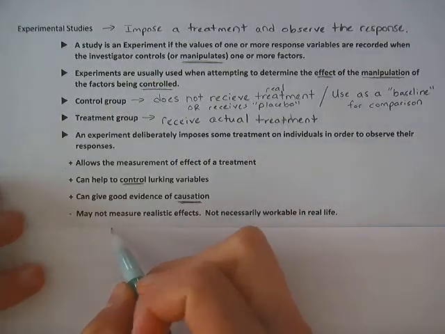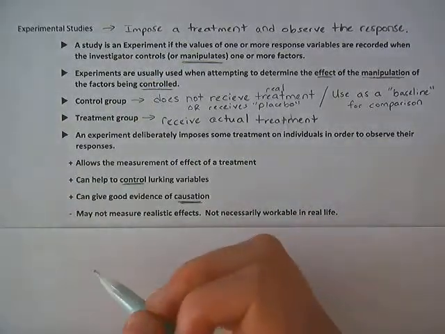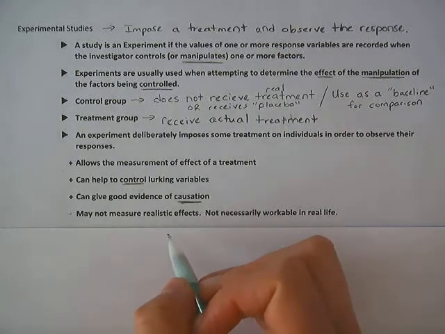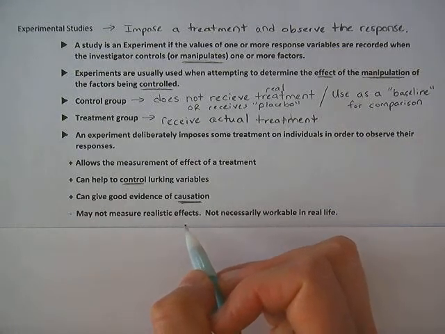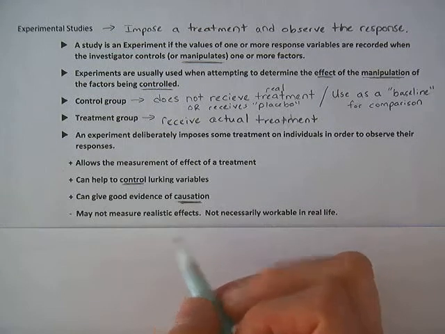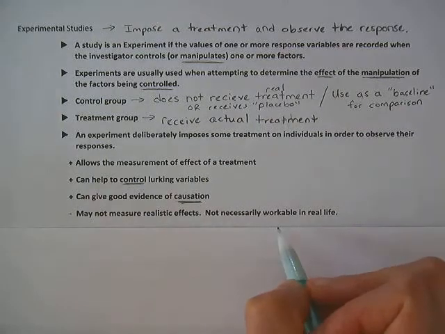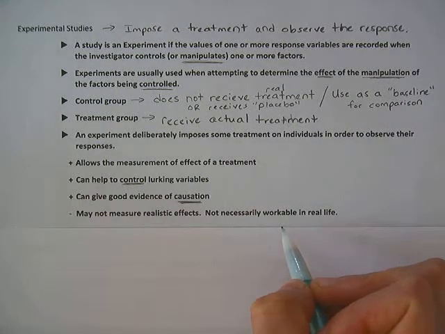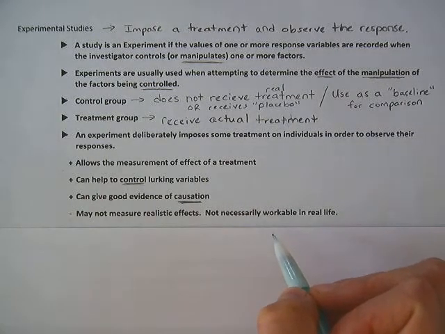The only negative about experimental studies is sometimes it doesn't measure realistic effects. Like, for instance, because we have to control so many variables in an experiment, it may not be workable in real life sometimes. And then something else, sometimes you can't actually do an experiment in a real life scenario.